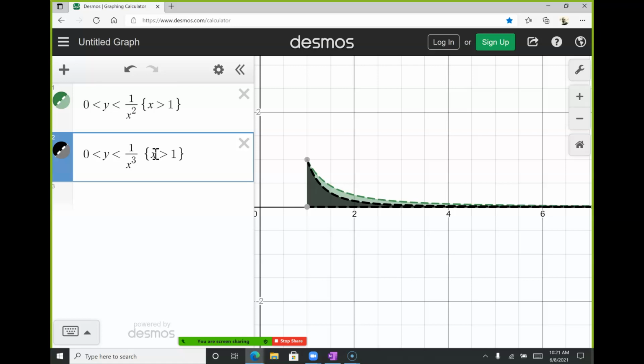When you say smaller, do you mean smaller value and closer to the axis, like a smaller area? Exactly. Okay. Exactly.